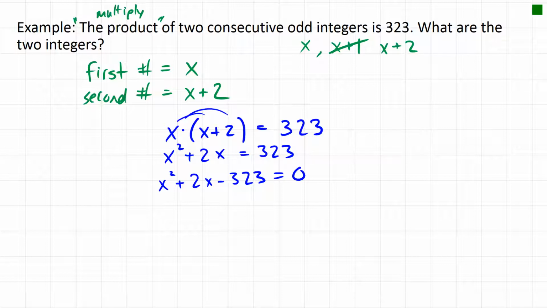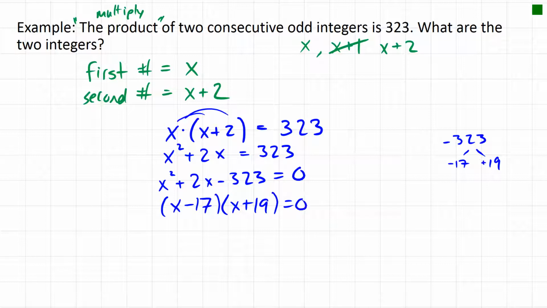After a bunch of searching that I just did in my calculator, and I didn't want to make you sit through it, I figured out that negative 323 can be divided by 17. And the other number is 19. So 17 times 19 is equal to 323. And we need one to be negative and one to be positive, so that when we add them together we get plus 2. And that means that x minus 17 times x plus 19 is equal to 0.